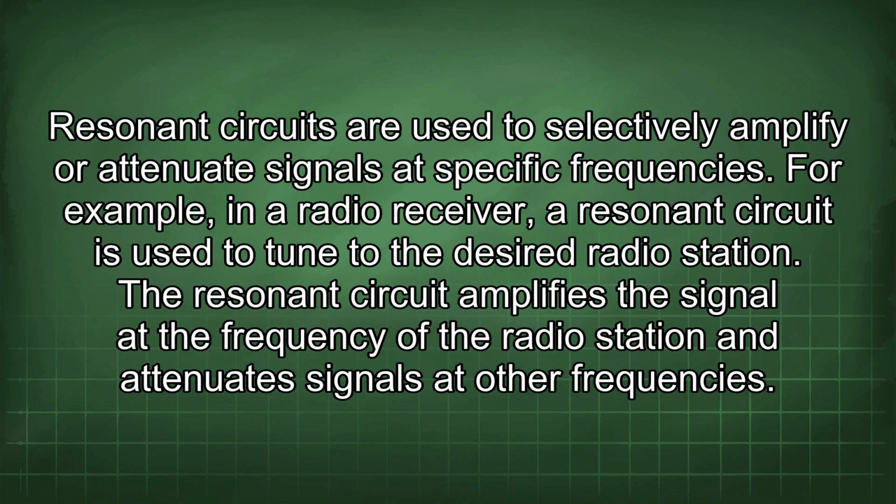Resonant circuits are used to selectively amplify or attenuate signals at specific frequencies. For example, in a radio receiver, a resonant circuit is used to tune to the desired radio station. The resonant circuit amplifies the signal at the frequency of the radio station and attenuates signals at other frequencies.